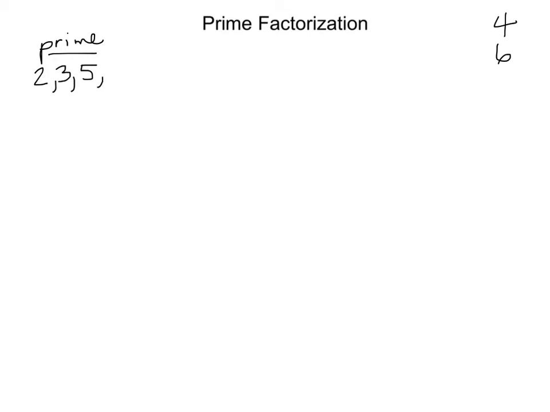7 is prime. 8 is not prime. 9 we often think is prime, but we have to remember that 9 also has factors 3 and 3. 10 is also not prime. 11 is prime. Now we could keep going, but those are the numbers that we will use the most often. So we want to keep those in the back of our mind because those are the numbers we want to use in our prime factorization.